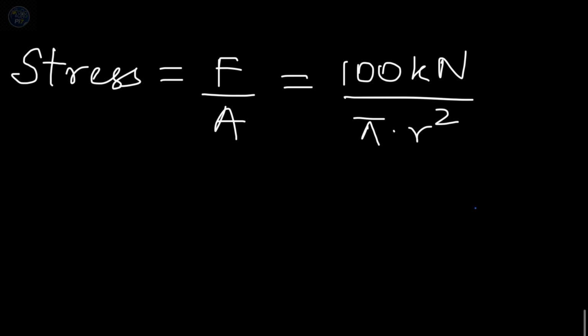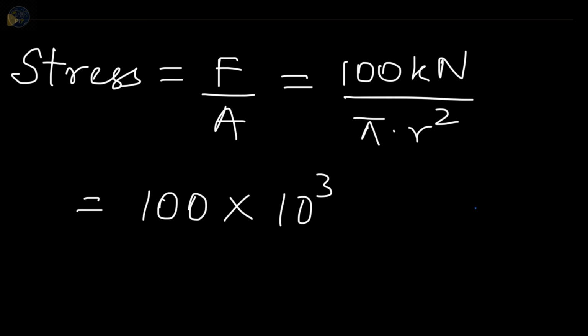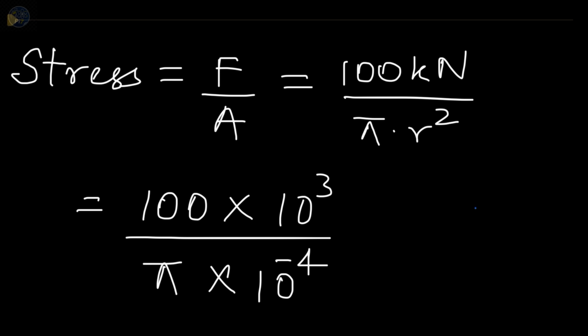One more thing, whenever you calculate, you need to take the variables in SI units. Force has an SI unit of Newton, but here we are provided with kilonewton, so we will convert this into Newton. 100 kilonewton means 100 into 10 raised to power 3 Newton. Then pi r square. Radius is 10 mm. 1 mm is equivalent to 10 raised to minus 3 meter, so 10 mm is 10 raised to minus 2 meter. If you square that, you will get 10 raised to power minus 4 meter square. So stress is 100 into 10 raised to 3 Newton divided by the area, pi times 10 raised to power minus 4 meter square.